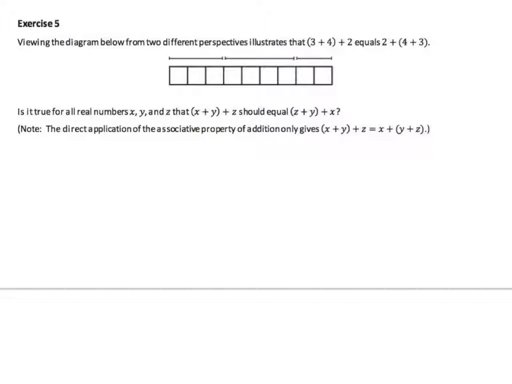Viewing the diagram below from two different perspectives illustrates that 3 plus 4 plus 2 equals 2 plus 4 plus 3. Is it true for all real numbers x, y, and z that x plus y plus z should equal z plus y plus x? Note, the direct application of the associative property of addition does state this. Okay? So, is it true? Let's look at a flow diagram.